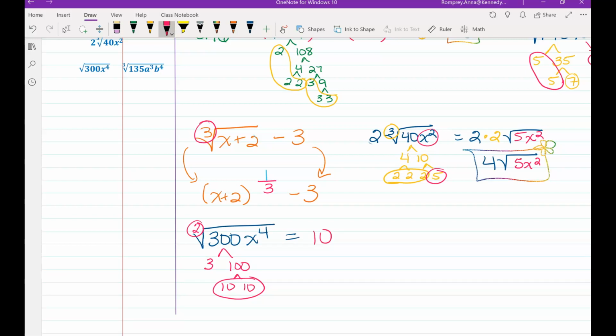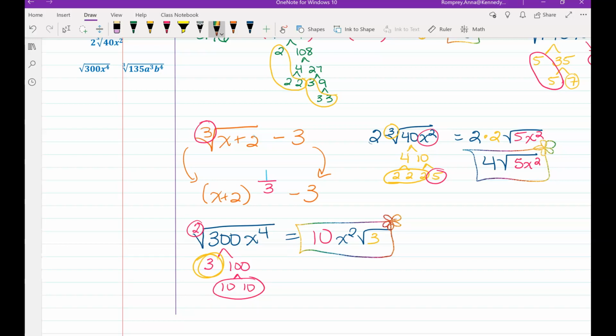Now, x to the 4th, we're looking for groups of 2. That's 4 x's, so how many groups of 2 are there? 2. Or again, you can simply divide. What's 4 divided by 2? 2. So 2 groups of x's come out. And then we did have this 3 left over, so don't forget about your leftovers. All of the x's came out, none were left over. So our simplified answer is 10x squared times the square root of 3.